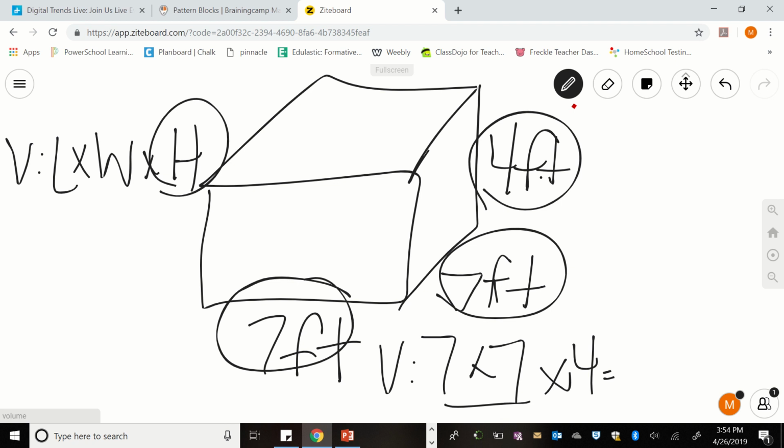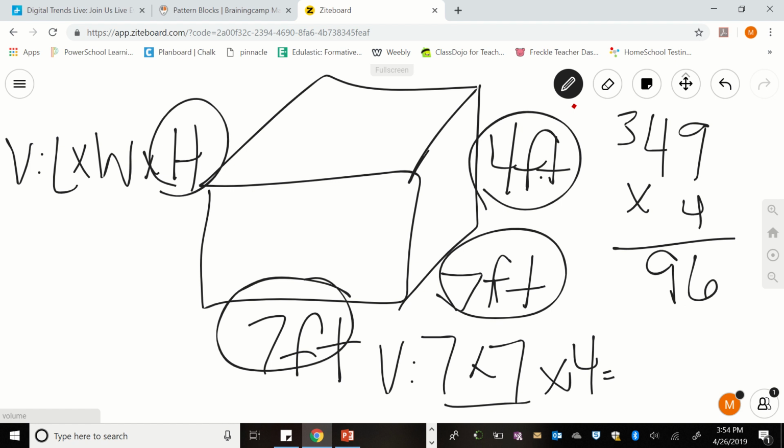I know 7 times 7 is 49. And then I'm going to take 49 and multiply it by 4 because that 4 is still left. 9 times 4 is 36. 4 times 4 is 16, plus 3 is 19. So it's 196 feet cubed.